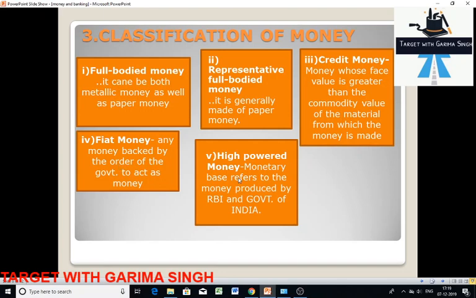Fifth is high-powered money. High-powered money, or monetary base, refers to the money produced by RBI and the Government of India. High-powered money is symbolically represented as H equal to C plus R plus OD, where C is the currency notes in the hands of the public, R is the cash reserve of commercial banks, and OD is the other deposits of RBI. This is what the classification of money includes.